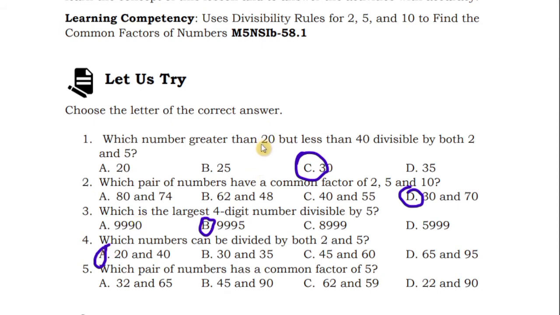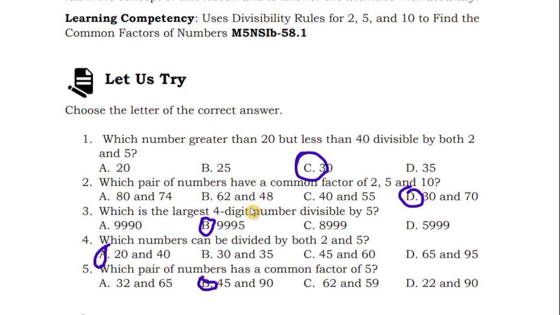And the last number, number 5, let us try to answer: which pair of numbers has a common factor of 5? Again, which pair of numbers has a common factor of 5? We have 4 choices. For A, we have 32 and 65. B, 45 and 90. C, we have 62 and 59. D, we have 22 and 90. So the answer of that is B.